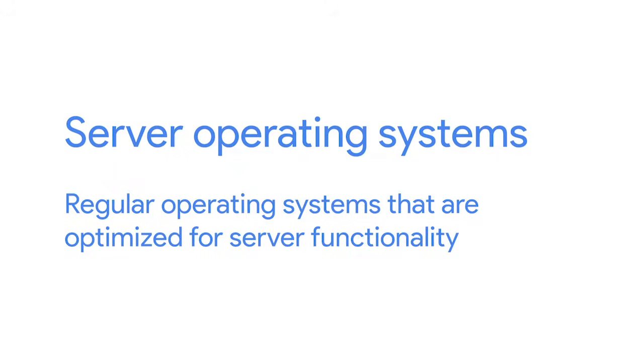Server operating systems are regular operating systems that are optimized for server functionality. This includes functions like allowing more network connections and more RAM capacity. Most operating systems have versions specifically made for servers. In Windows, you have Windows Server. In Linux, many distributions come with server counterparts like Ubuntu Server, which is optimized for server use. Mac OS is also available in Mac OS Server.